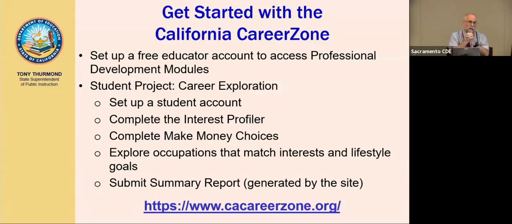The most commonly used assessment is the Interest Profiler, followed by the Make Money Choices. As soon as a student completes both of those, any other work they do on the site that generates a list of occupations will show them if it matches their interest as well as pays the salary they're interested in. It's a seamless, easy way to see occupations that match interests, skills, abilities, and financial goals. So in this case, they would explore occupations that match interests and lifestyles, and then they could submit a summary report. The site generates a report that looks at all of their assessment results and at occupations that match either 1, 2, or 3 of the assessments, however many they did. They can do journal reports, and they can download that as a PDF to share with you.